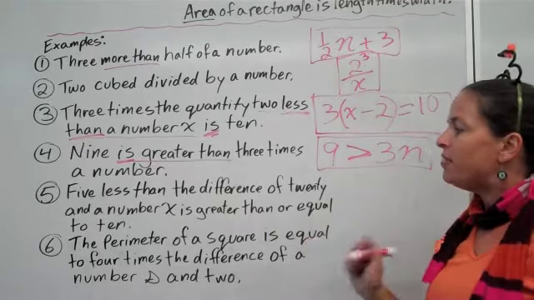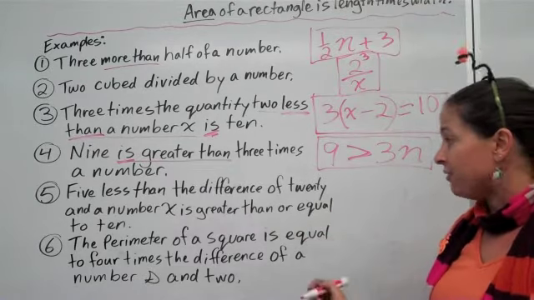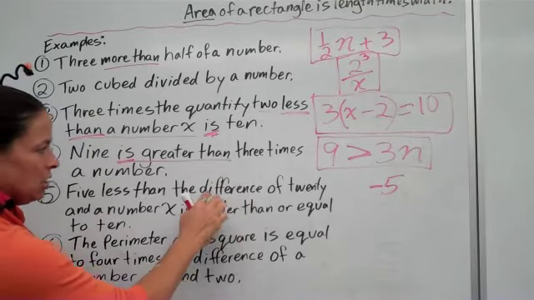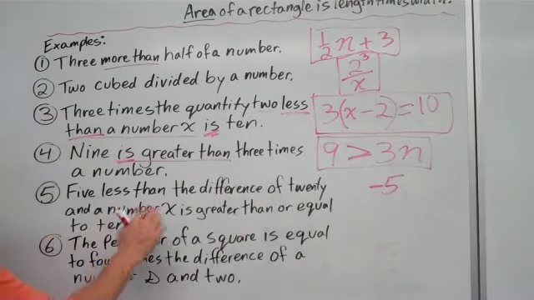Number 5. 5 less than the difference of 20 and a number x is greater than or equal to 10. Wow, we've got a lot going on here. I hear 5 less than. So this means I'm going to take 5 away from something. So I know I'm going to have a subtract 5 in here somewhere. 5 less than the difference. Well, difference is the answer to subtraction. So I'm going to have to do some sort of subtraction. And the subtraction is the difference of 20 and a number x.